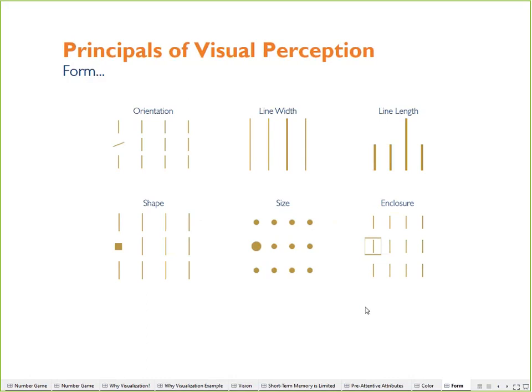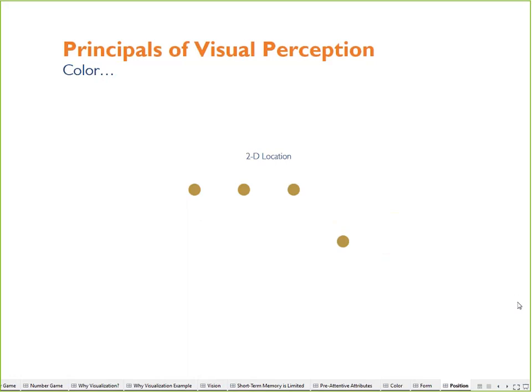It's just, it works. So in terms of form, orientation, line width, line length, shape, size, and enclosure are all pre-attentive attributes of form. If you look at those graphics, you can easily see the outliers, and that's because they are pre-attentive. The next one is 2D location. So that little circle that's kind of fallen off the table there, very clearly, that's different than the other 3 that are nice and lined up in a row.